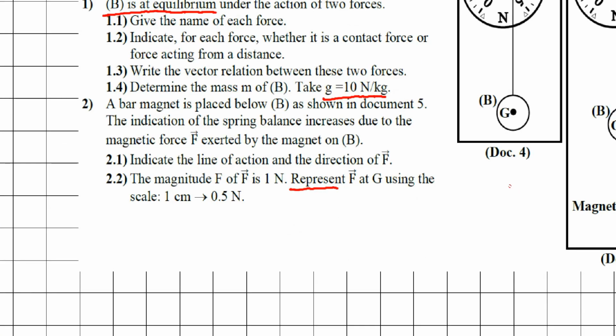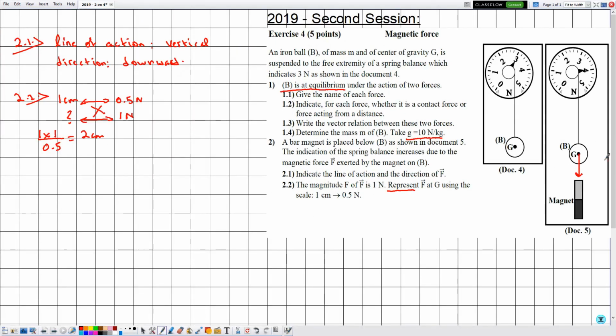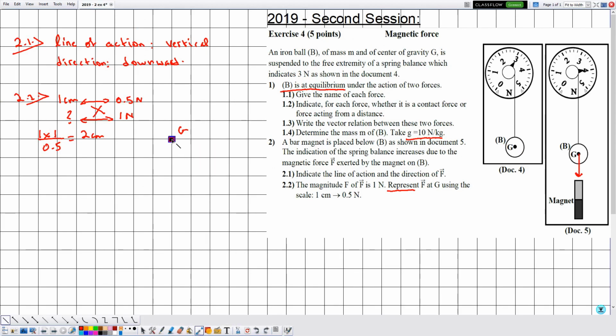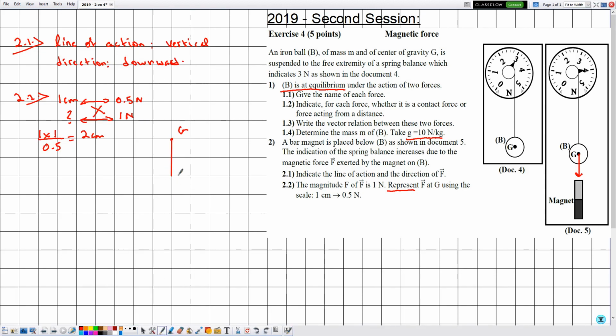Knowing that here they are telling us to represent F at G, G represents the point of application of the vector F. Then F acts at the point G vertically downward. So this is the vector F. The length of this vector is 2 centimeters, which is worth 1 newton.